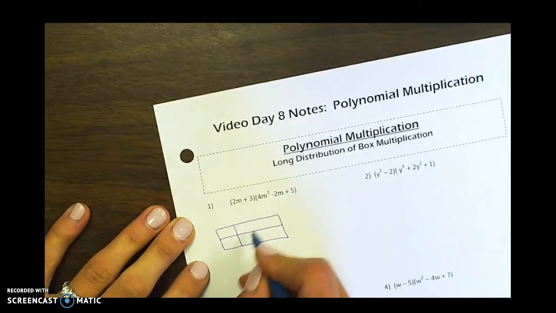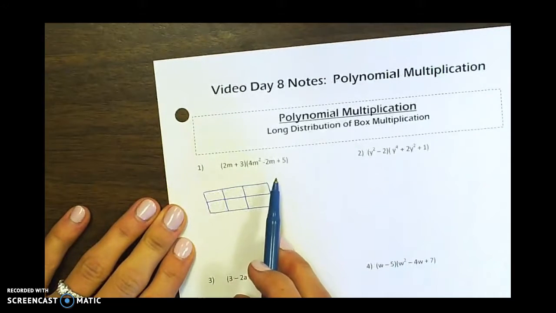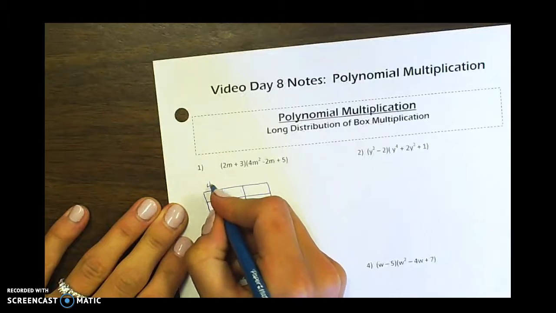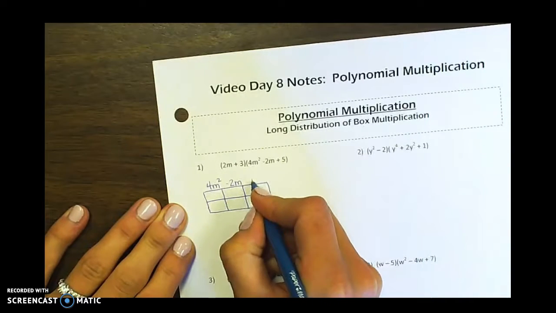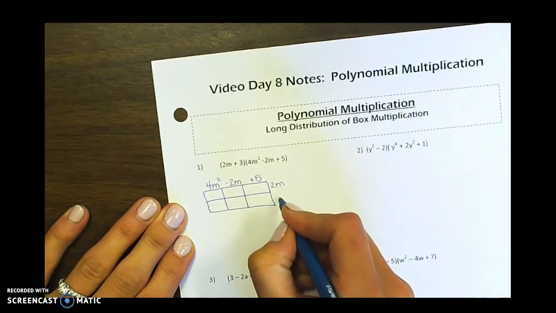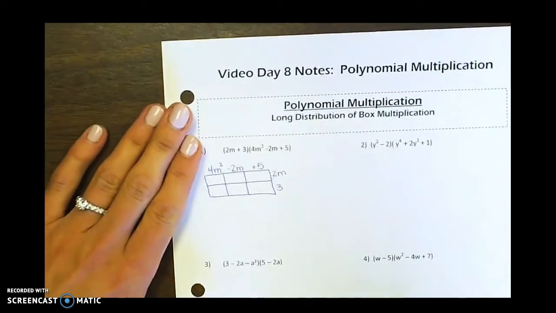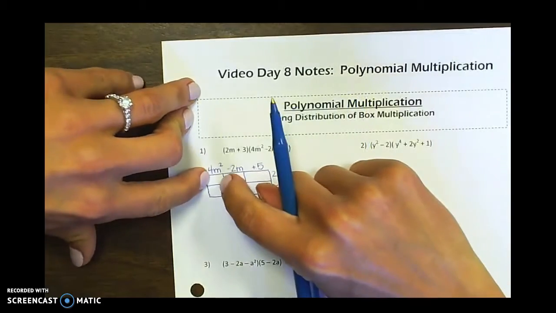I'm going to put my trinomial across the top and my binomial down the side. So here we're going to have 4m squared minus 2m, and then a positive 5. And then my binomial is 2m and a 3. So now we're doing box multiplication. To fill in the boxes, you're going to multiply across the columns.